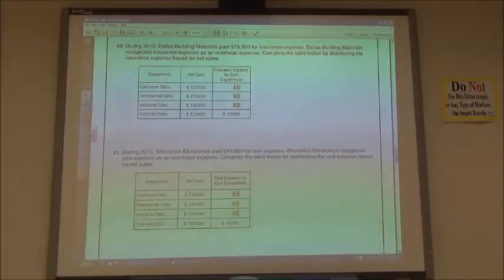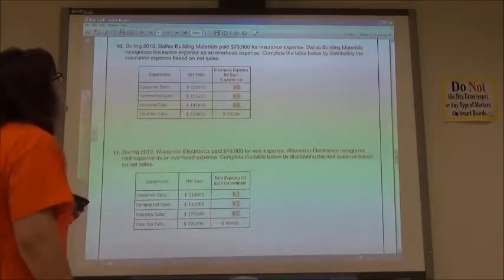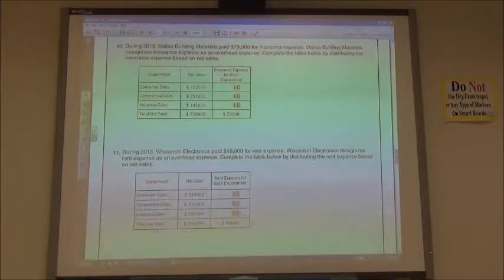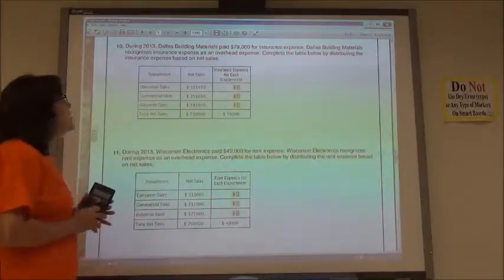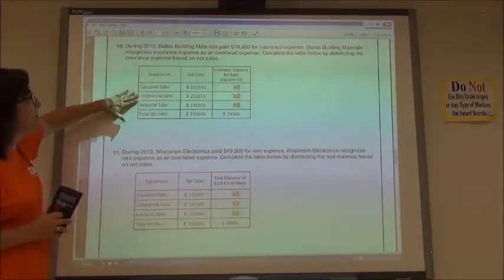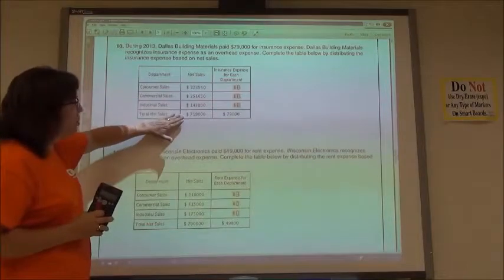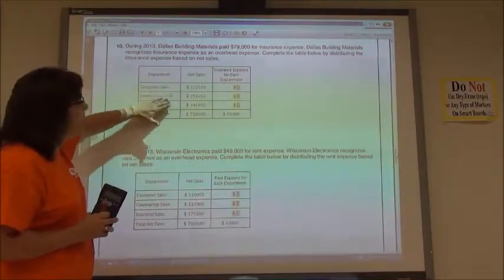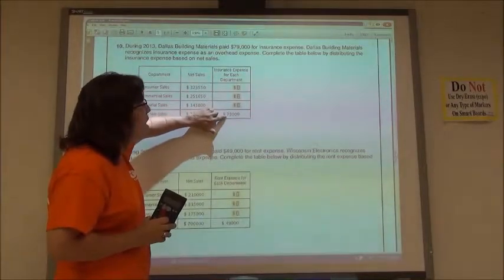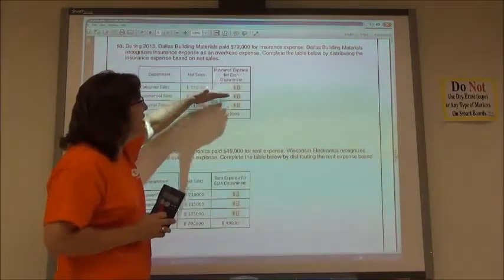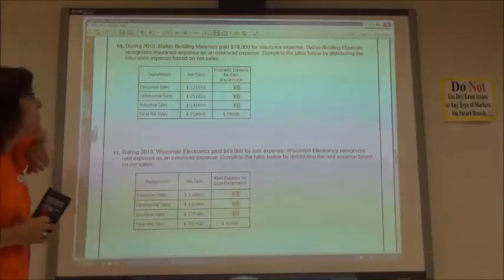Number 10 says, during 2013, Dallas Building Materials paid $79,000 for insurance expenses. Dallas Building Materials recognizes insurance expenses as an overhead expense. Complete the table below by distributing the insurance expense based on the net sales. So what they're going to do is take each department and find the percent of the total sales that they have. They're then going to take that percent times the cost of the insurance so they can divide up the insurance amount between those 3 departments.